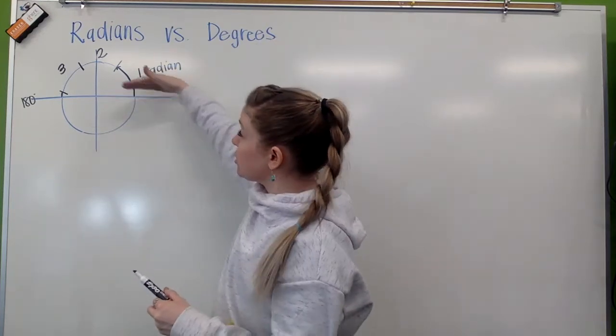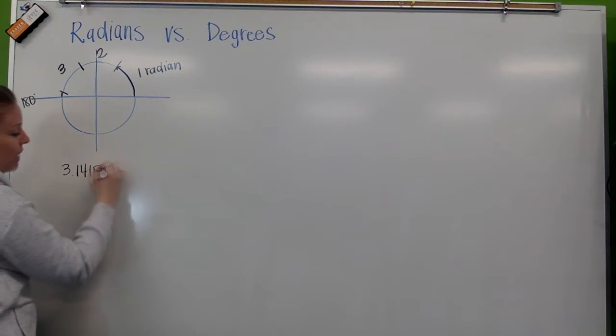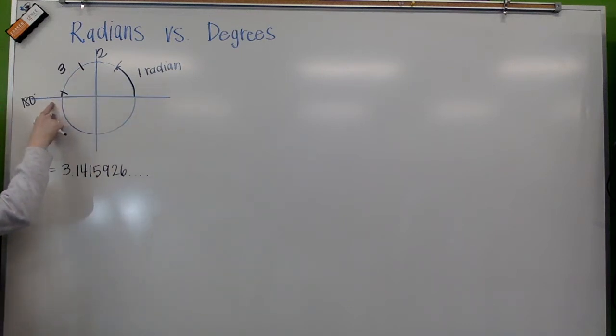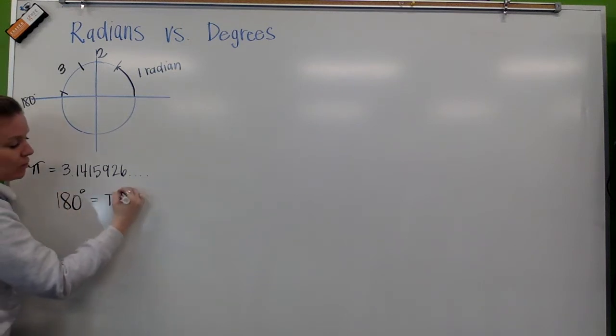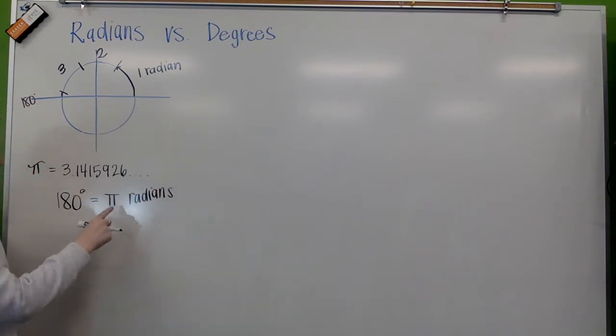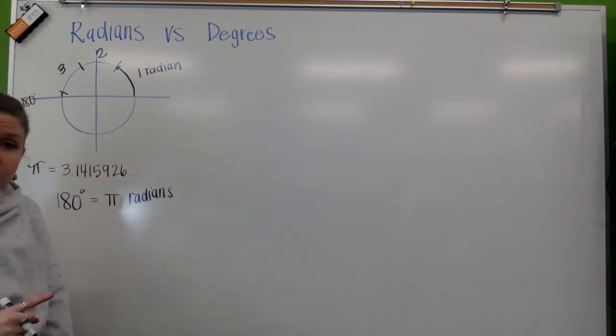So let me summarize that. For me to go from 0 degrees to 180 degrees, it is 3.1415926... forever. What is this number? This is pi. So it takes 3.1415 radians to get to 180 degrees. So I now know 180 degrees equals pi radians. Radians are measured in terms of pi. Unless we convert them to these crazy decimals, we can use pi.